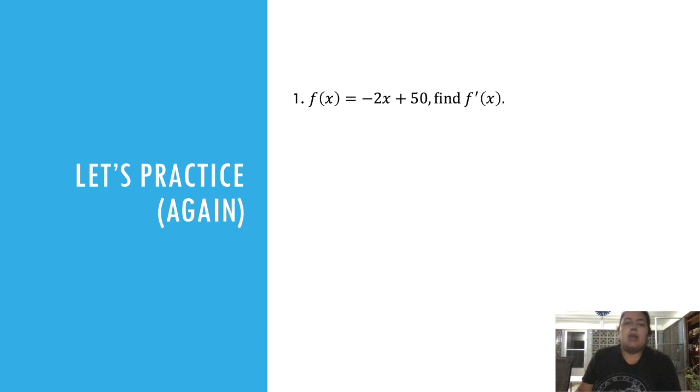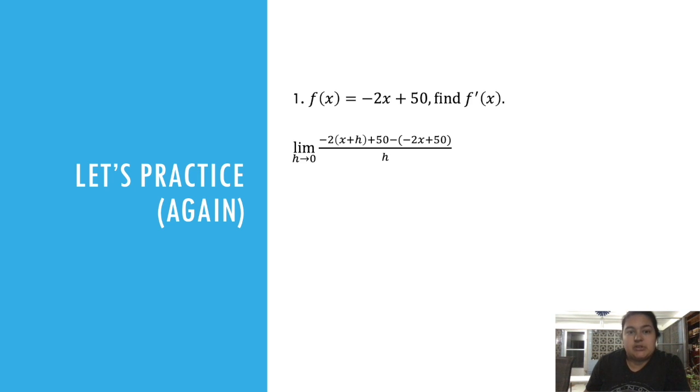Okay, I'm looking for f prime of x of negative 2x plus 50. So the first thing I'm going to do is write it in my definition of the derivative. Okay, I'm replacing every x with x plus h minus the original function. So again, please do not forget to distribute that negative, because when I simplify it, it now becomes plus 2x minus 50. And what do you know? Things cancel.